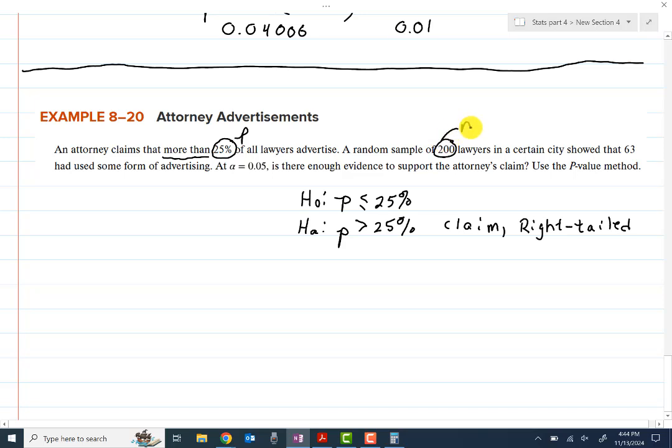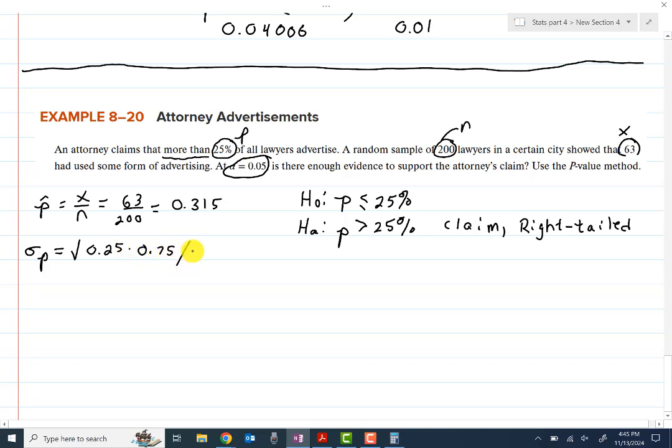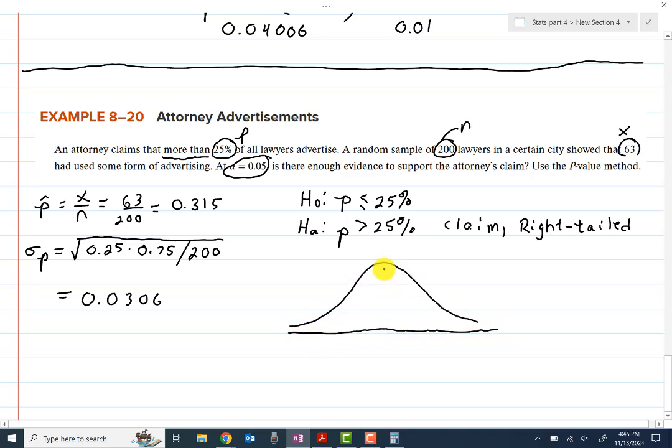Here's our n, 200. 63 had used some form of advertising, so there's our x. There's alpha, 0.05. And let me get some of my preliminary numbers here. I have 63 out of 200, which is 0.315. Sigma sub p equals the square root of 0.25 times 0.75 divided by 200. I get 0.0306. Let's get a picture. Centered at 0.25. And our sample was 0.315.